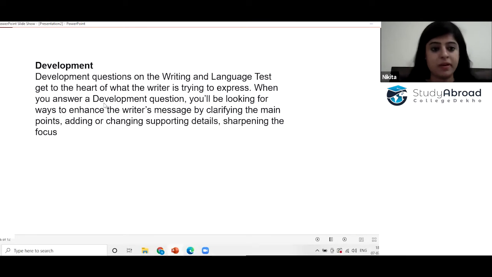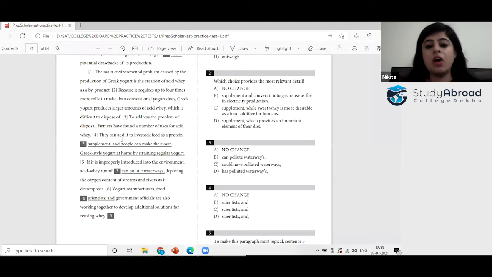That means it becomes really important for us to know what main points are in the mind of the writer. Adding or changing supporting details, sharpening the focus. Remember this detail. Now, how will we be in a position to make out what the points are in the mind of a writer?